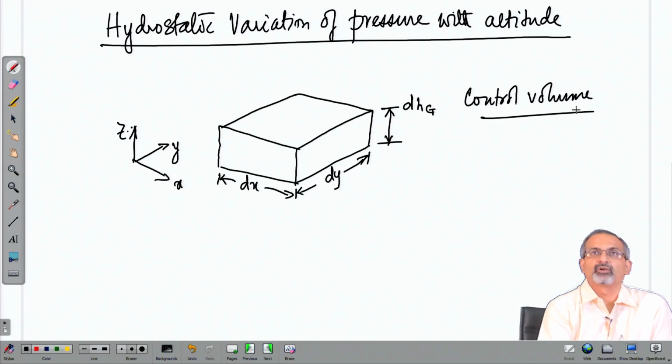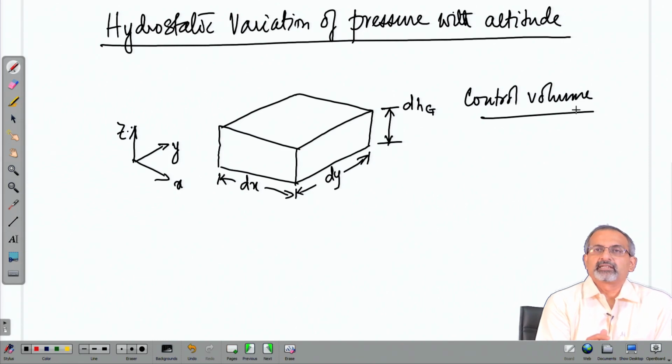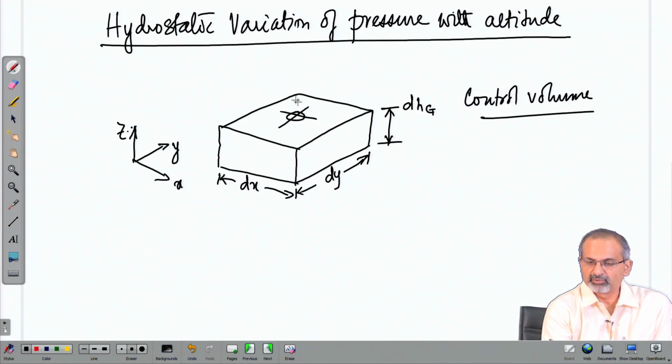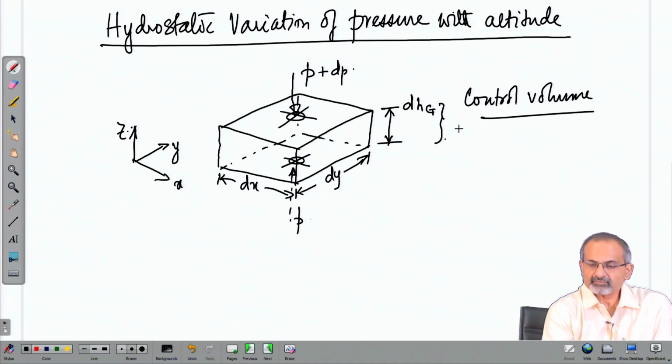If we say that the control volume is fixed, that means a stationary control volume would mean that the forces that are acting on it are in equilibrium. So, there is a pressure, say, acting on the upper face, there is a pressure which is acting on the lower face. The side forces won't contribute, we will see very soon why. So, there is pressure acting from below. There will be some change in pressure on the upper surface because you have a change in the altitude.